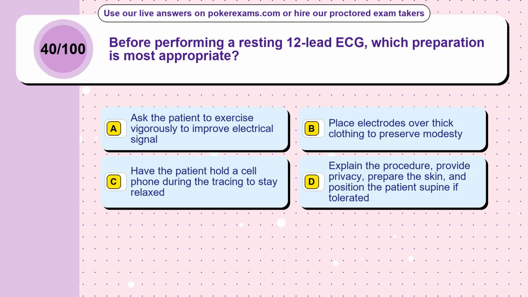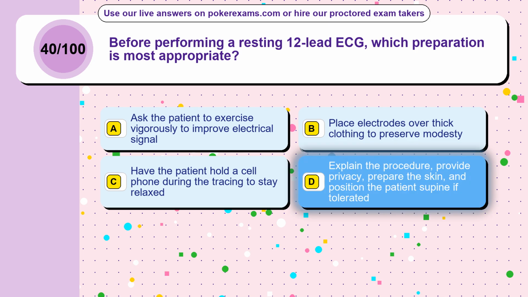Question 40. Before performing a resting 12-lead ECG, which preparation is most appropriate? Option A. Ask the patient to exercise vigorously to improve electrical signal. Option B. Place electrodes over thick clothing to preserve modesty. Option C. Have the patient hold a cell phone during the tracing to stay relaxed. Option D. Explain the procedure, provide privacy, prepare the skin, and position the patient supine if tolerated. The correct answer is option D.